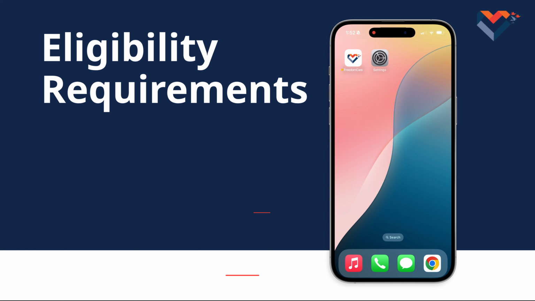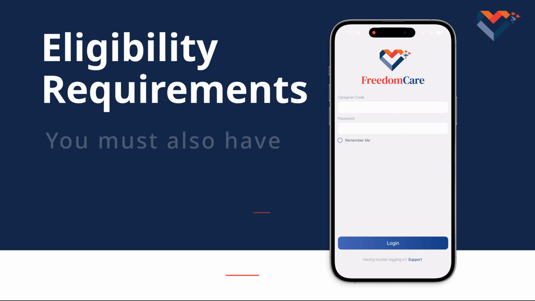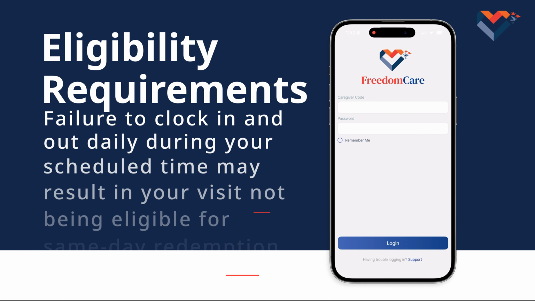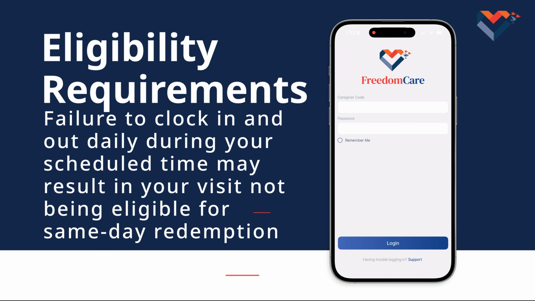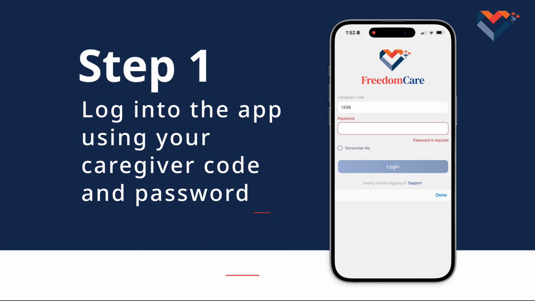To be eligible for InstaPay, you must clock in and out for your visits using the FreedomCare app. You must also have a Rapid Card linked to receive your payment. For Rapid Card questions, please contact your care coordinator. Failure to clock in and out daily during your scheduled time may result in your visit not being eligible for same-day redemption.